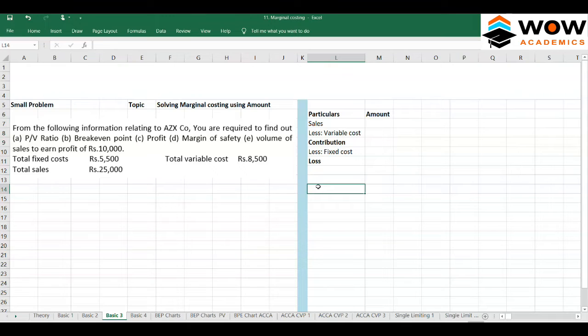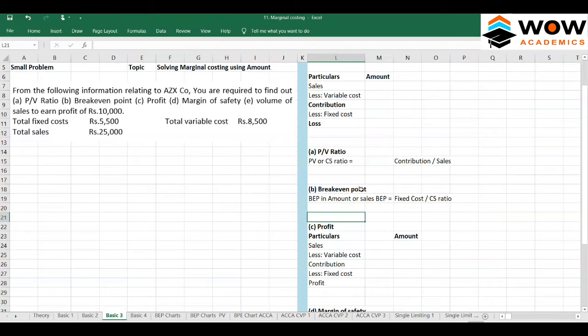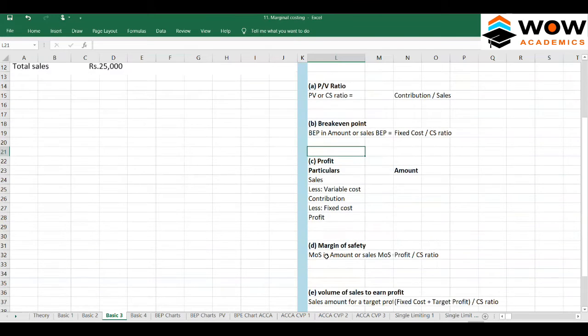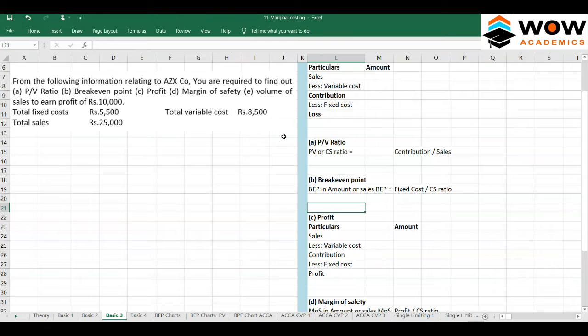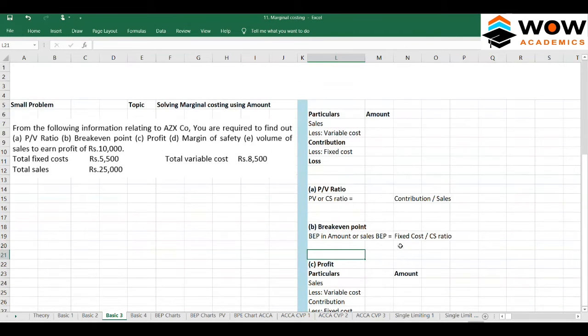So first let's see what the requirements are. You want PV ratio, break-even point, profit, MOS, and volume of sales to earn a profit. So we'll get the formulas. We have all these ratios here. Our job is quite simple now. We just have to input the information.